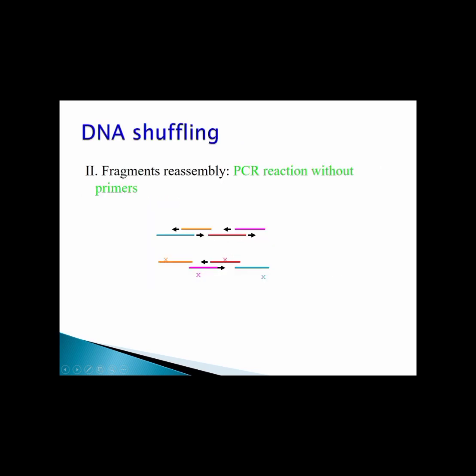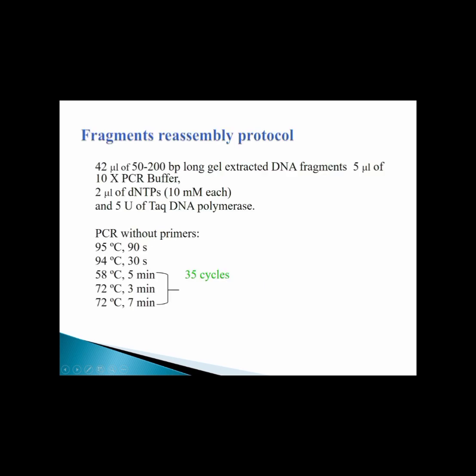And in the second stage, fragment reassembly PCR reaction. This is a PCR reaction without primers. The principle of this PCR reaction is that the smaller fragments that were clipped by DNase1 enzyme act as primers. So no external primer is added in this PCR reaction. And this is a typical fragment reassembly protocol: 95 degrees centigrade 90 seconds, 94 30 seconds, 58 5 minutes, 72 3 minutes, and 72 degrees centigrade 7 minutes for 35 cycles.